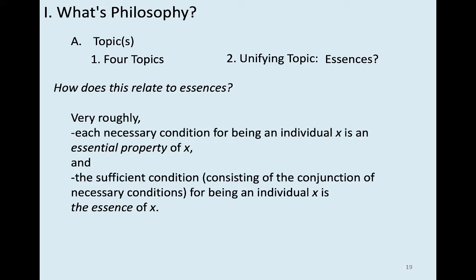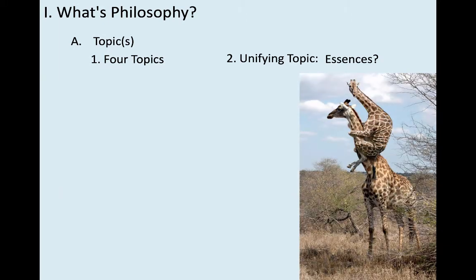Each necessary condition is an essential property of something, and the sufficient condition that's informative, that consists of all of the necessary conditions, is the essence of the thing. So what does this mean? Let's think about an example.